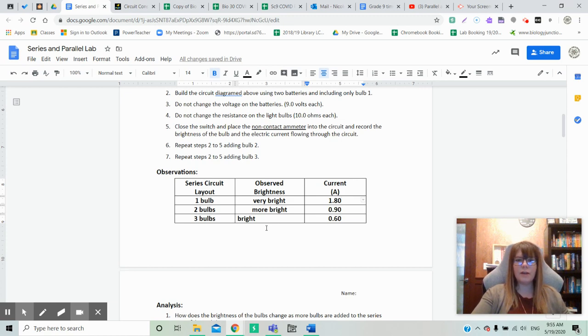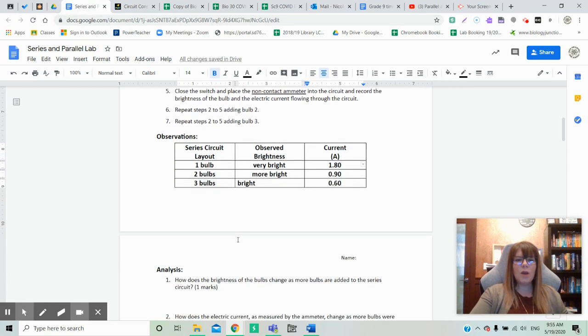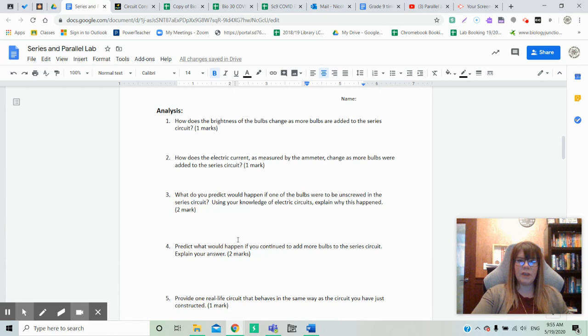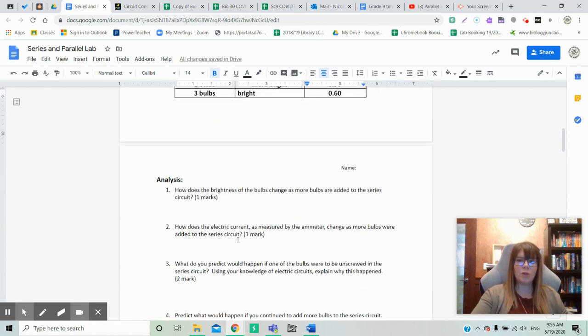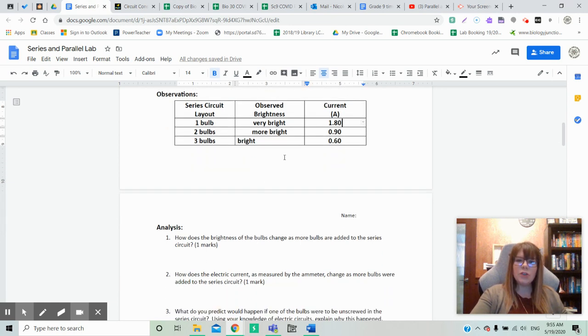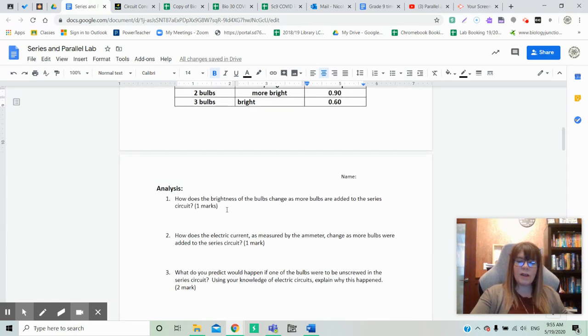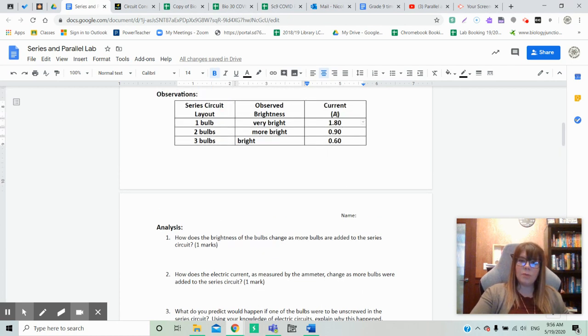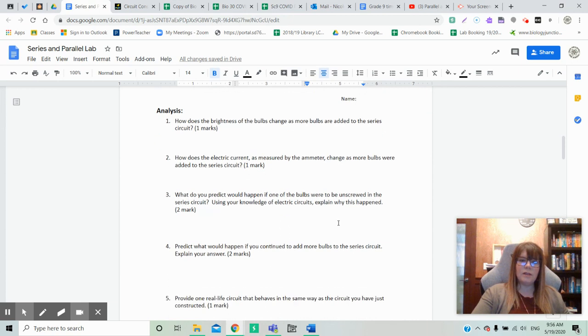Now we've collected the data, we've seen what this looks like. We now need to analyze what we're looking at. The first question asks you, how does the brightness change as we added more light bulbs? So you're looking at this column. Make sure as you answer these questions to use your data. How does the current change as more light bulbs are added? So you can look at that there.